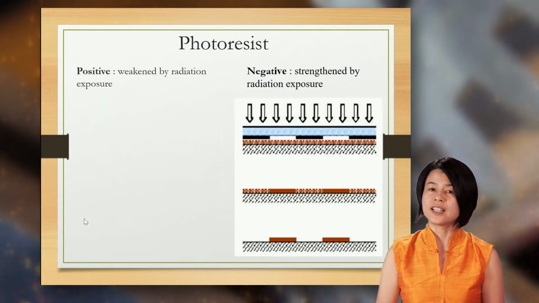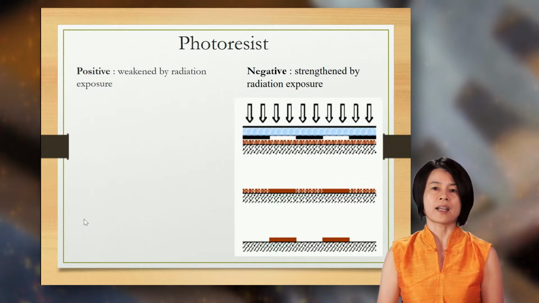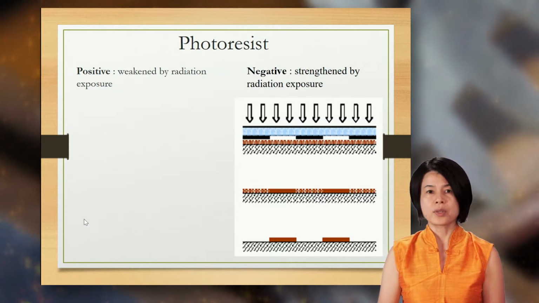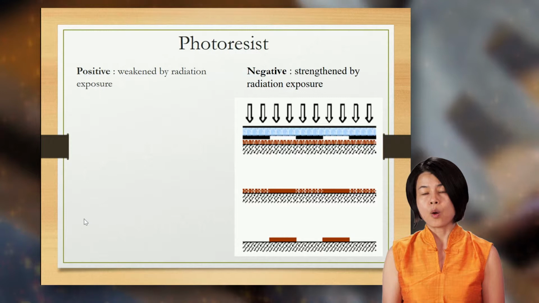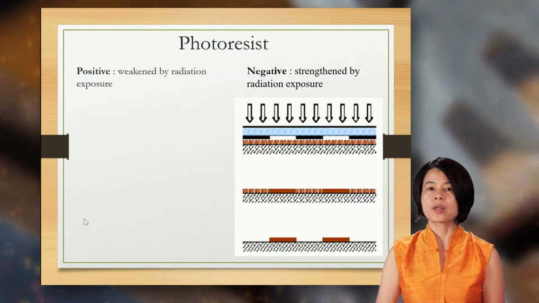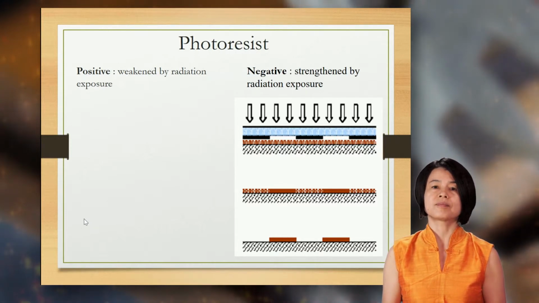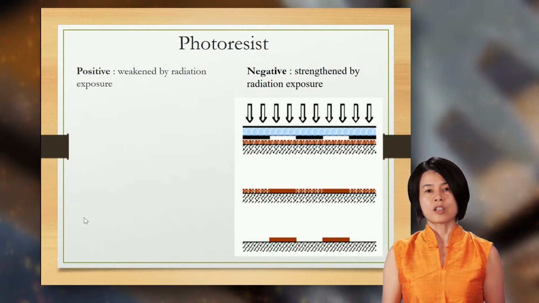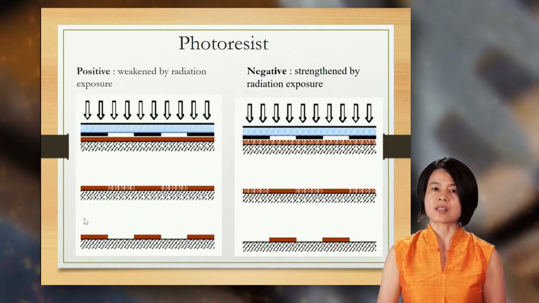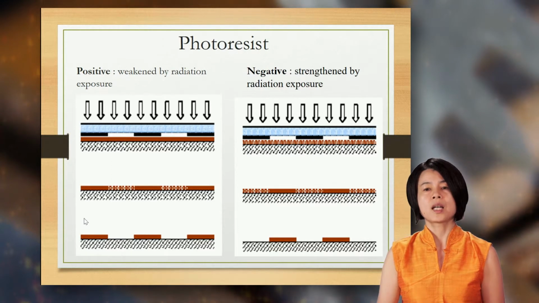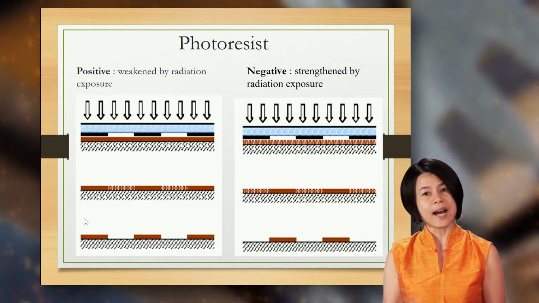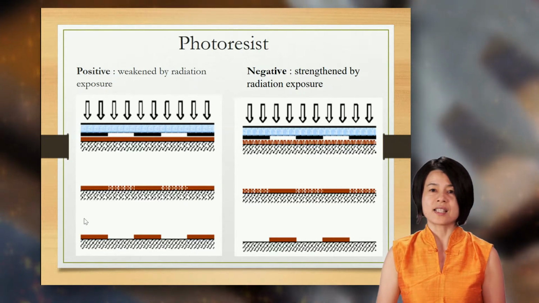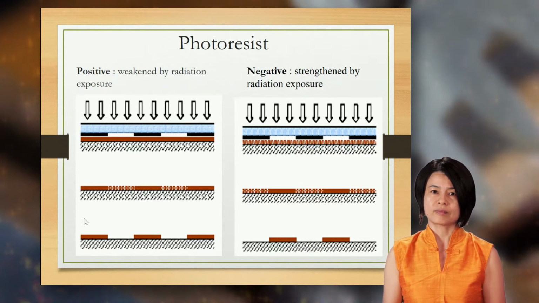On the contrary, a negative photoresist is strengthened by radiation exposure. As a result, the part of the photoresist with radiation exposure will be stronger and remains, while the other part without radiation exposure will disappear. So, the 2 types of photoresists are both sensitive to light, but one will become stronger with radiation exposure, while the other one is weaker by the same light exposure process.